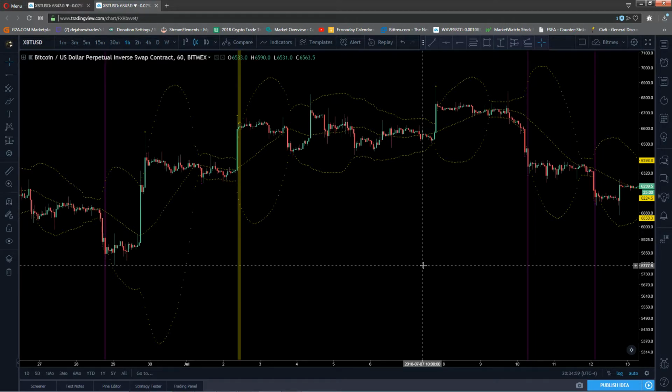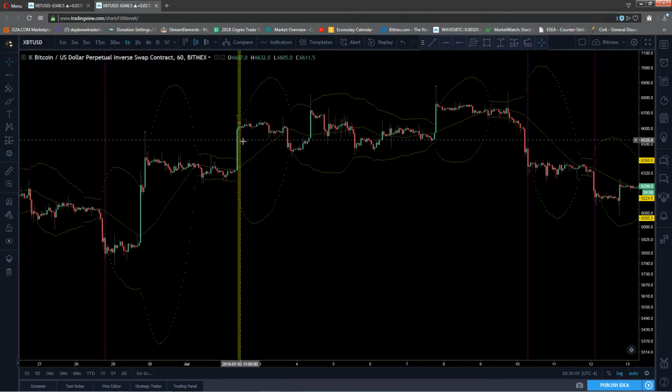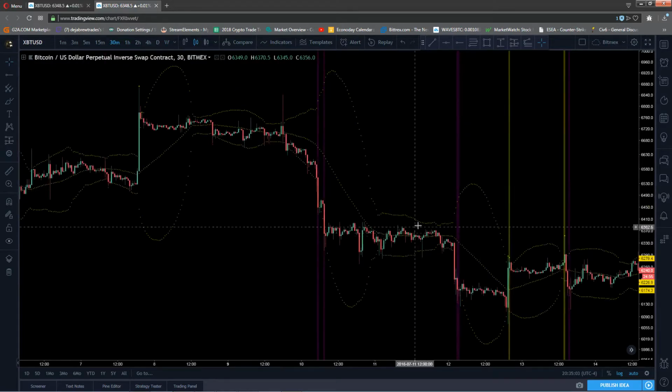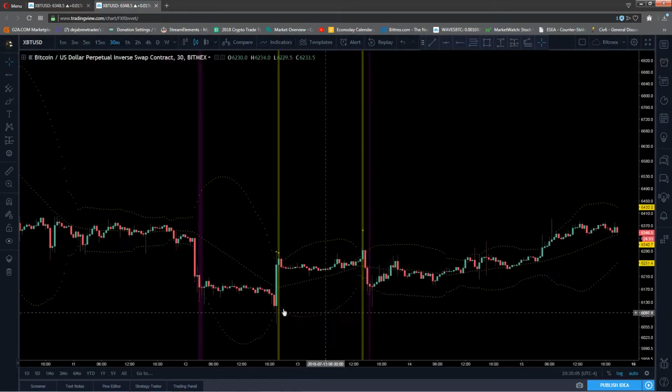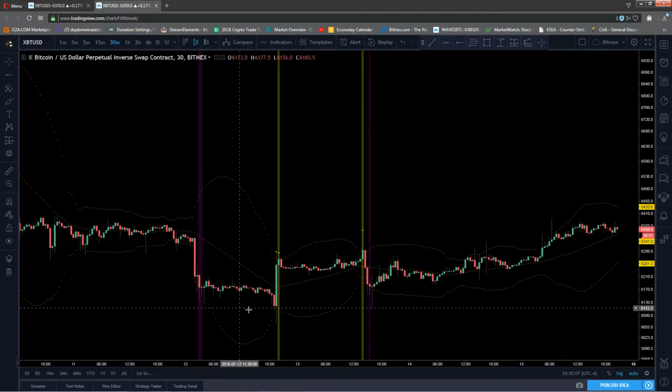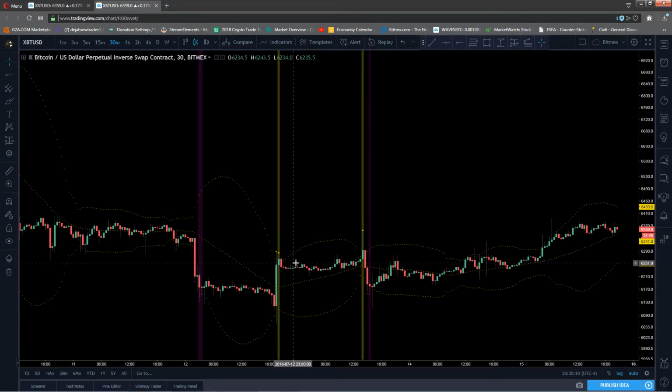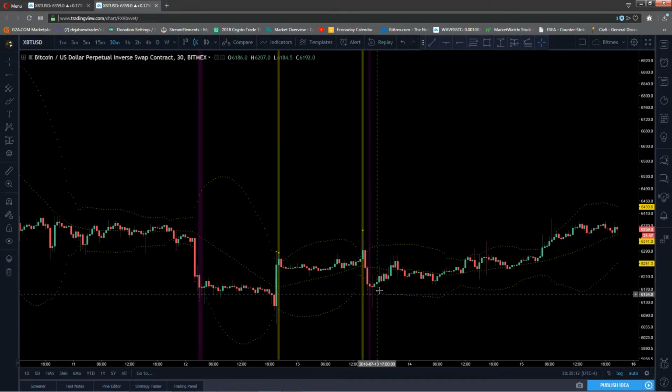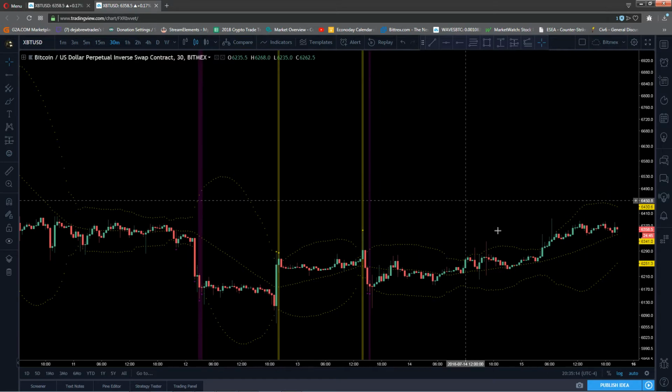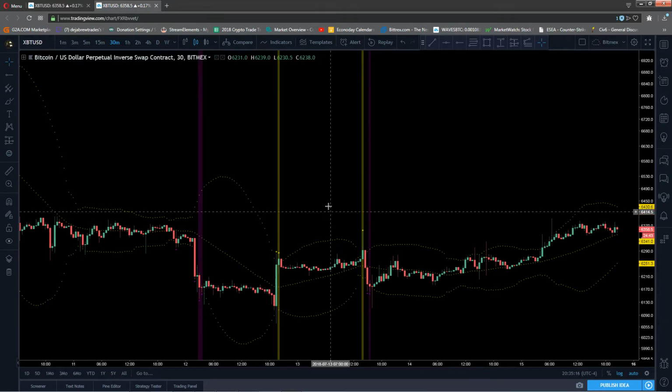These divergences are best traded in sideways action. So if you see a sideways Bollinger Band, that's when they are best traded. As you can see kind of here, this gives you a bullish signal, shoots up, gives you a bearish signal, fails downward, bullish, shoots up. So in sideways price action is when they're best used.